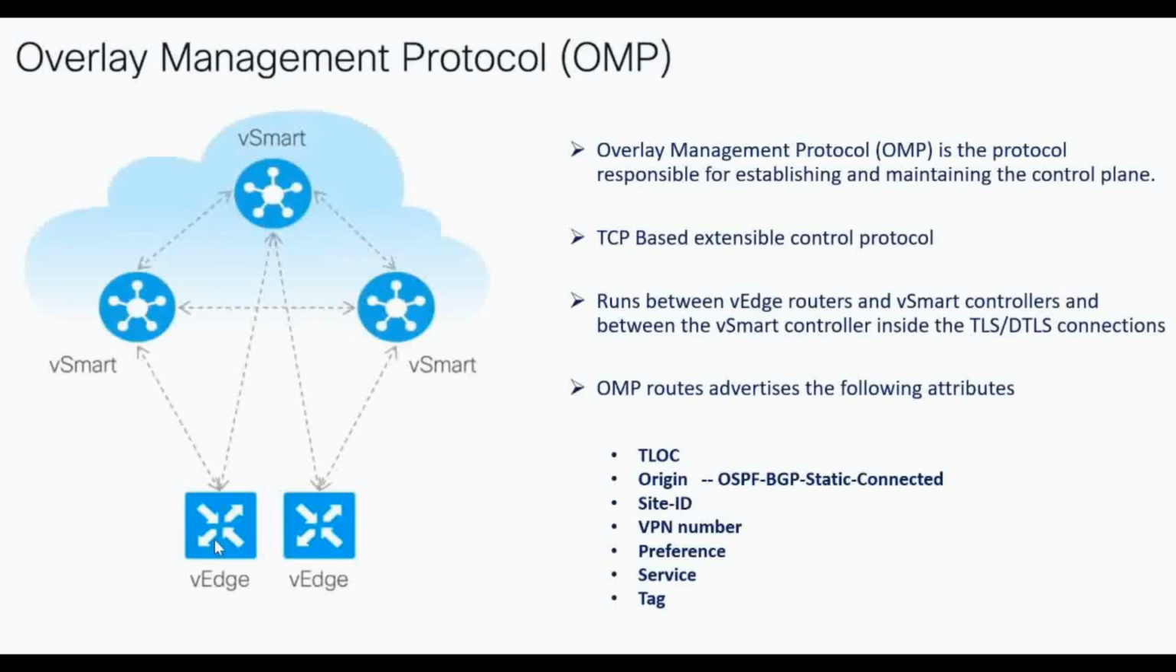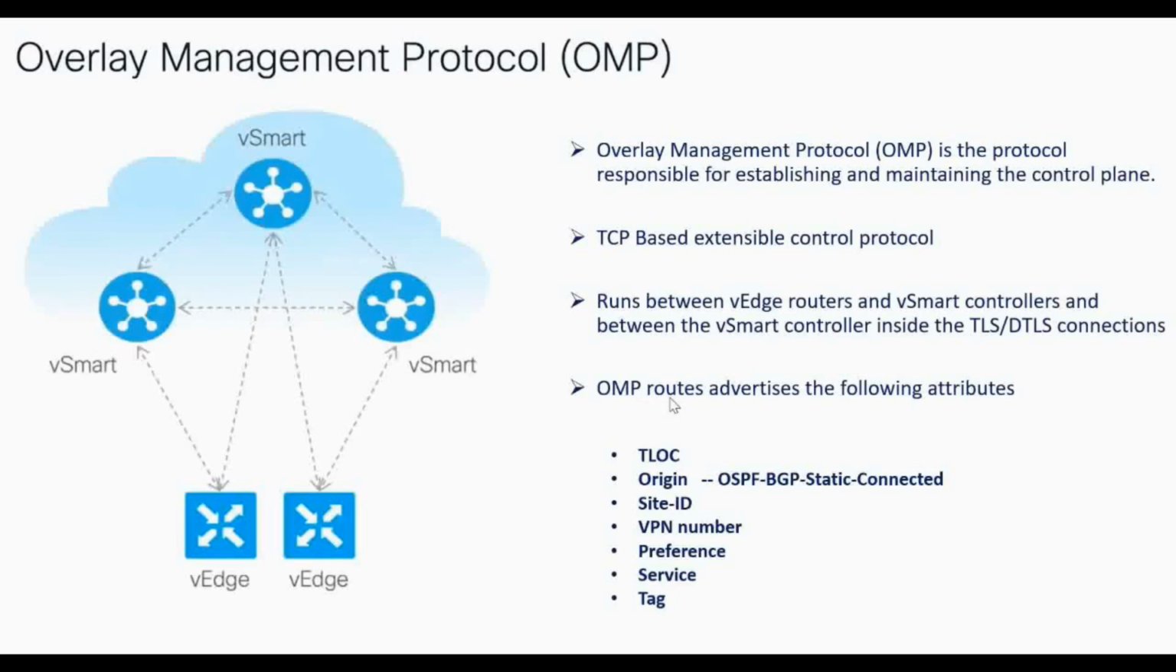So basically, when a vEdge router gets a route, by default static and connected routes get redistributed into your OMP protocol. Then OMP advertises it to your vSmart. vSmart exchanges between the vSmarts and also advertises back to other vEdges. That's how you get the reachability of other vEdges. You can say it's a bit similar to a route reflector kind of protocol.